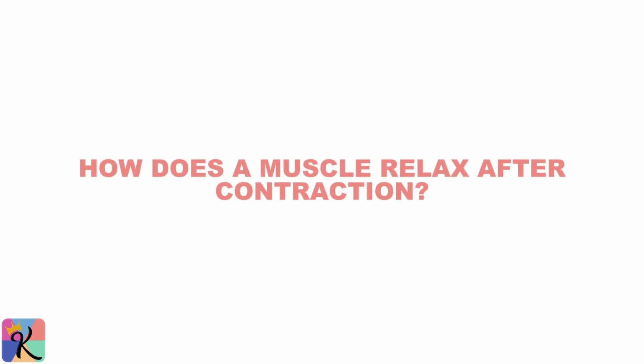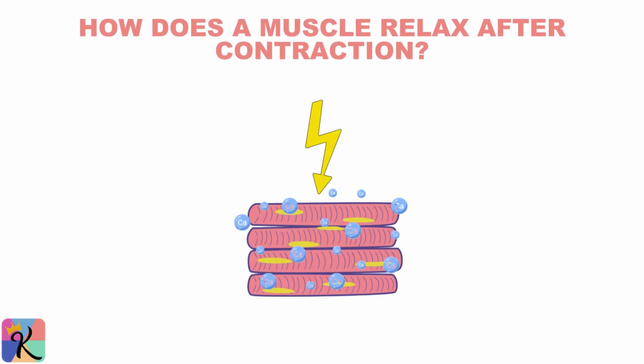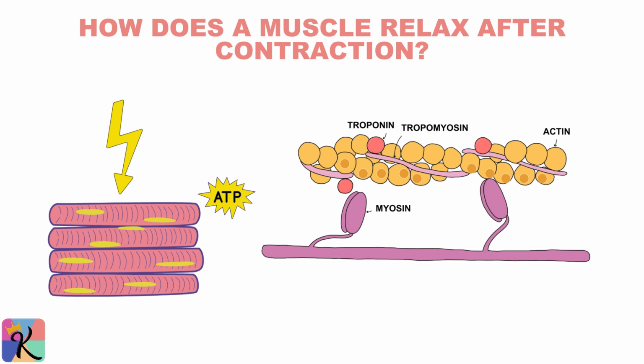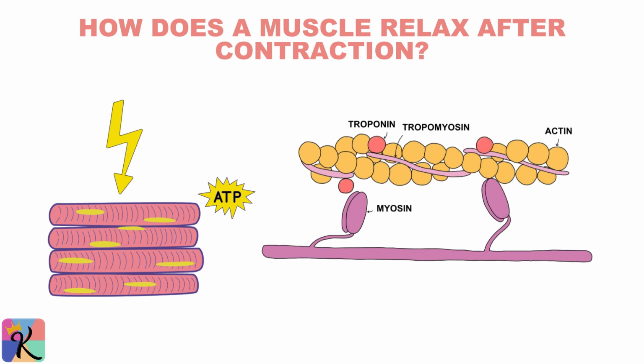So, how does a muscle relax after contraction? It starts with the removal of calcium ions. Calcium ions are actively pumped back into the sarcoplasmic reticulum using ATP. This decrease in calcium concentration causes troponin and tropomyosin to return to their original positions, covering the binding sites on actin. Without calcium, new cross bridges can't form.